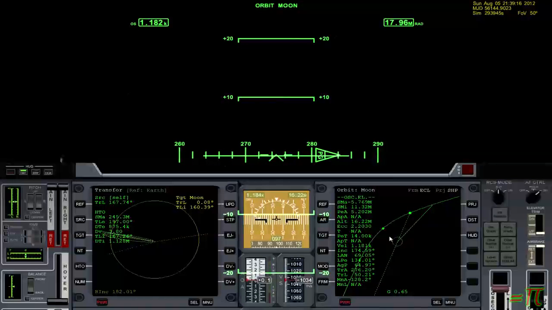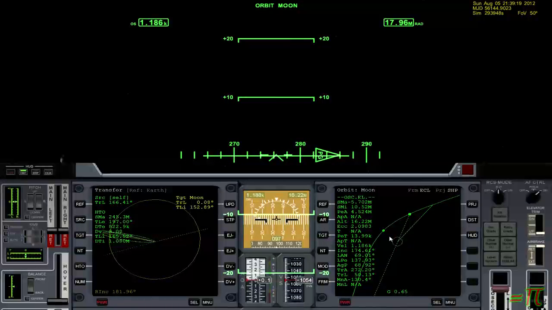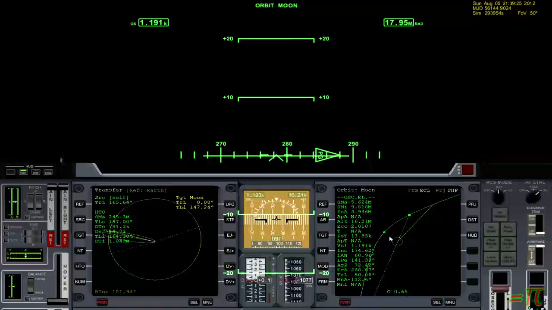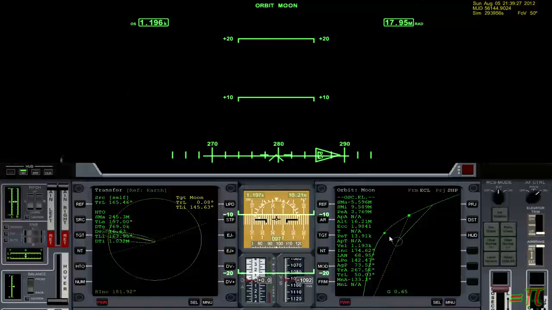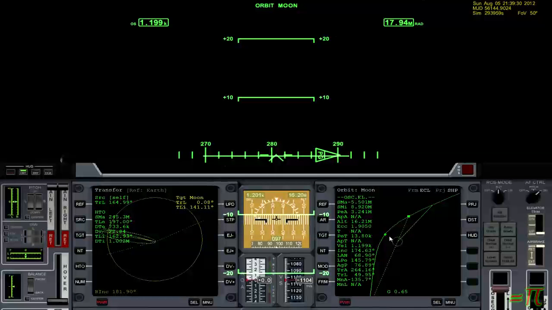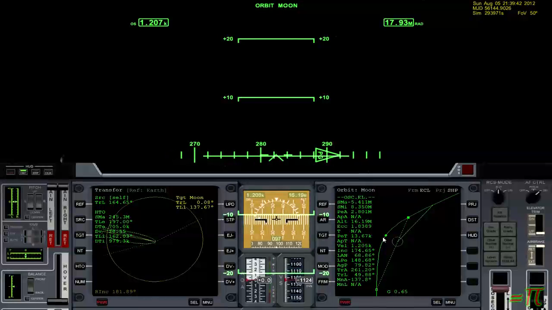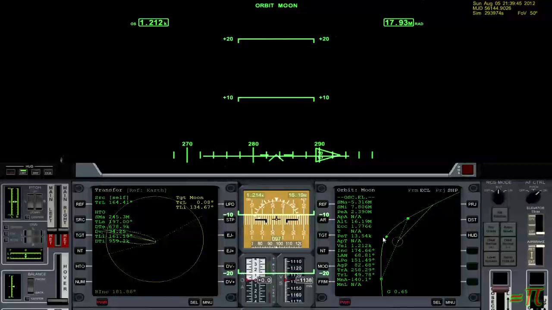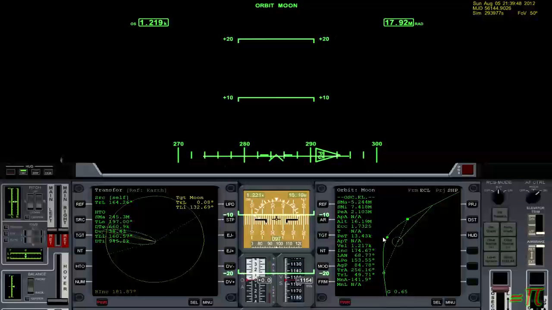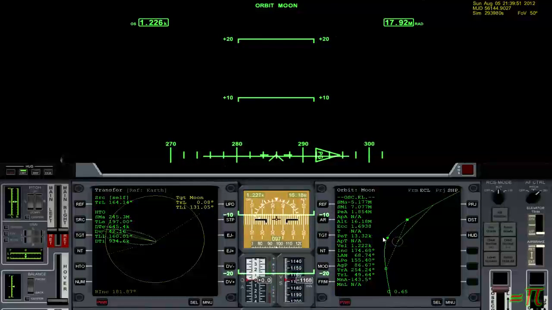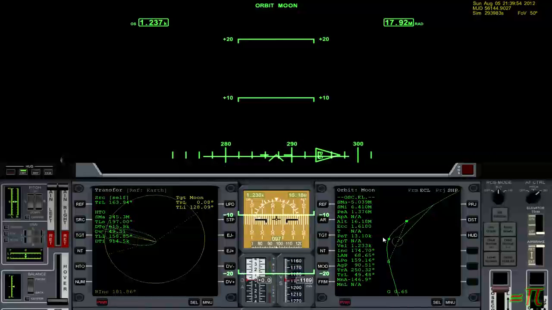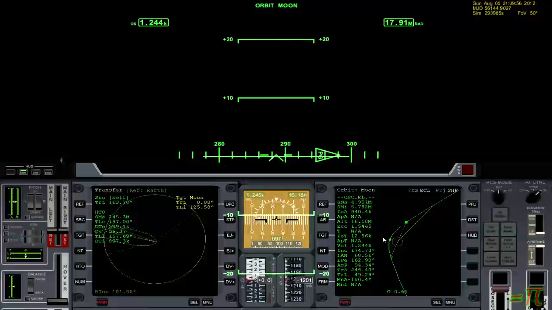And it's coming down. We're down to 4.5 thousand kilometers. So by doing this correction burn here, we don't have to use near as much fuel as if we waited until we were down here to do it. 2,000. 940.